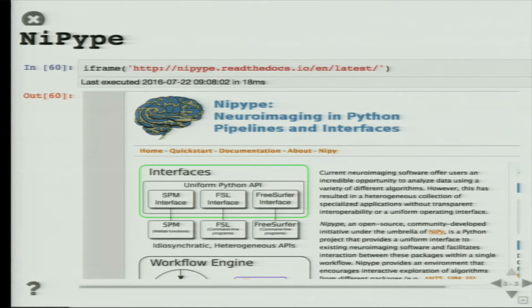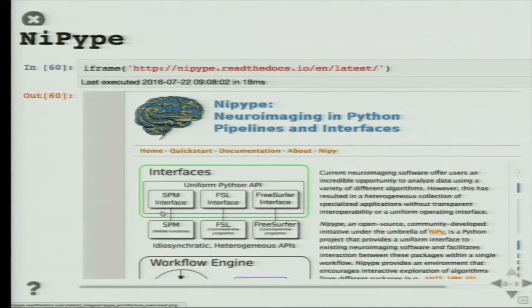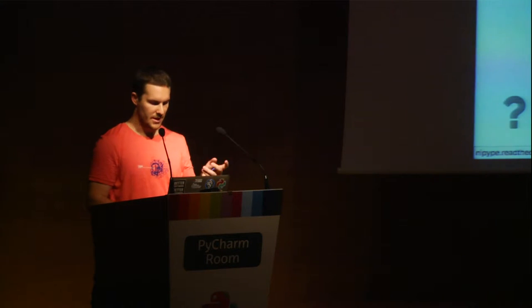There's Nipipe, which is a tool that allows you to define pipelines to process neuroimages. It provides a common interface to many other tools available elsewhere. So usually people do neuroimaging through command line or MATLAB, and Nipy allows you to put all these tools together, so it's very handy.